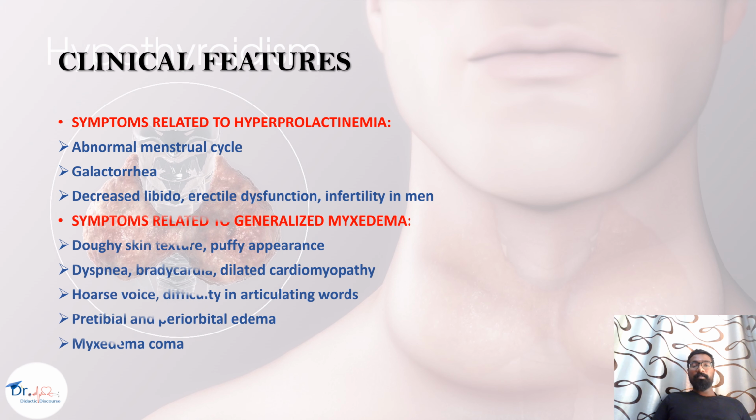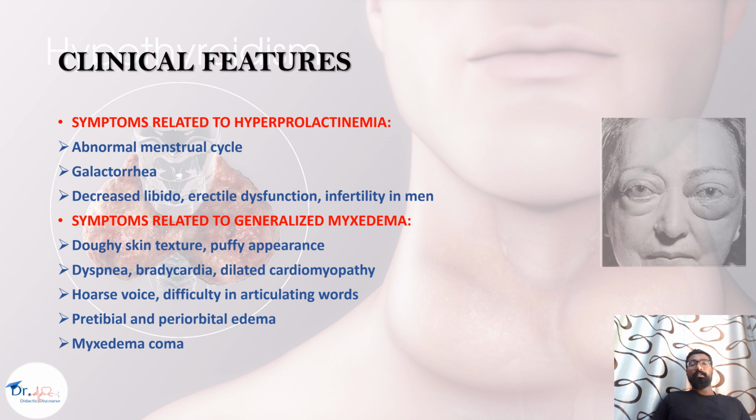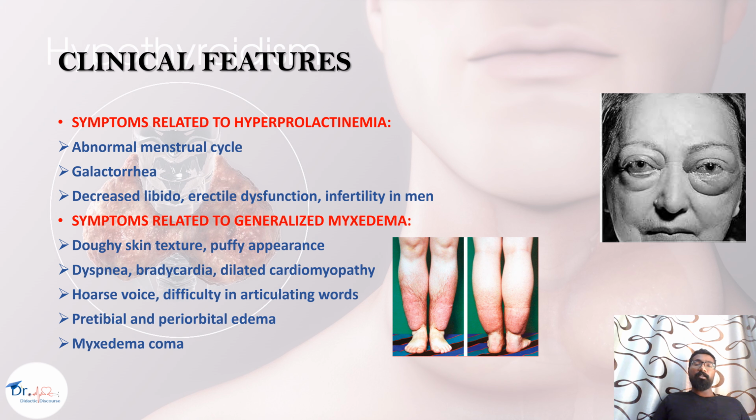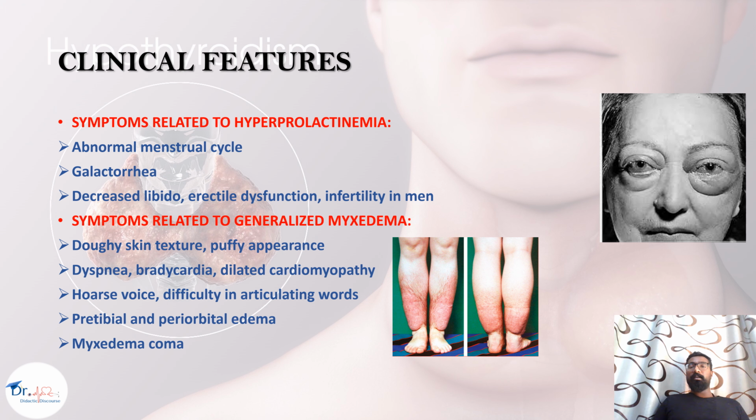The next symptoms related to generalized myxedema are a puffy skin texture and a puffy appearance, and the patient presents with dyspnea, bradycardia, and dilated cardiomyopathy. The patient has a hoarse voice and difficulty in articulating words. As I already told you, the patient has pretibial and periorbital edema, and finally the patient presents with myxedema coma. The pictures here represent the typical representation of pretibial as well as periorbital edema and myxedema coma.